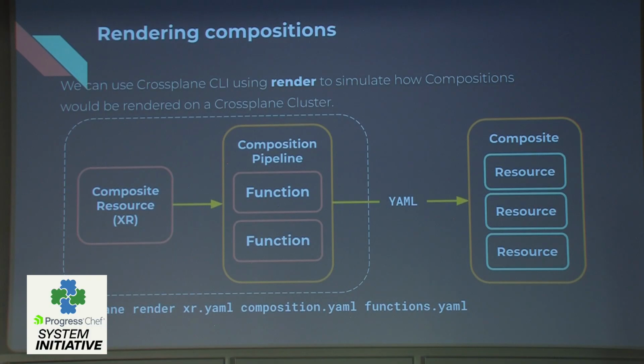So we can render composition. Crossplane CLI has a render command where it takes your composite resource or your claim as an input, and it runs the whole composition pipeline and gives you the YAML, which you then can inspect and see if everything is as you want.